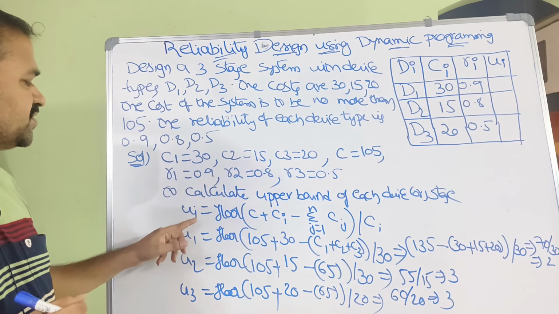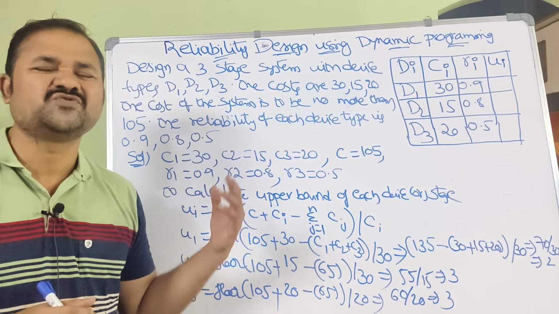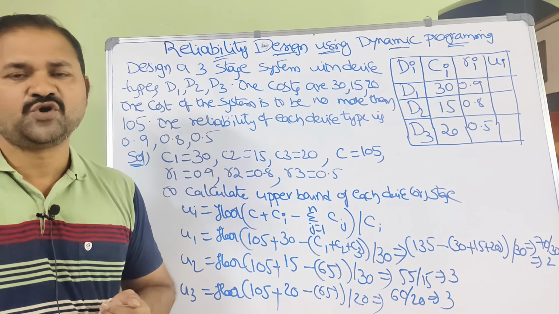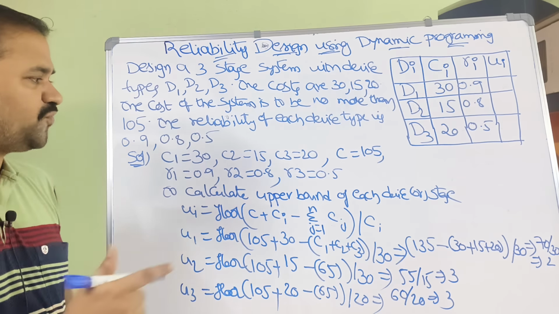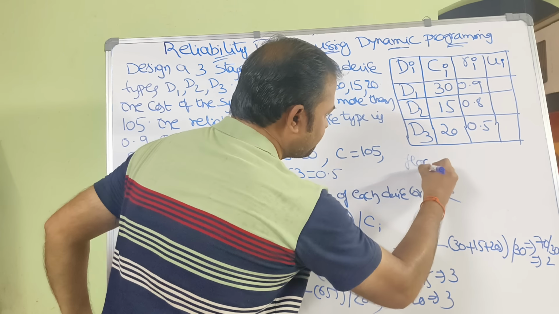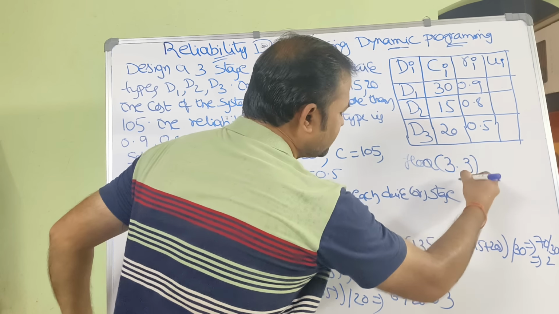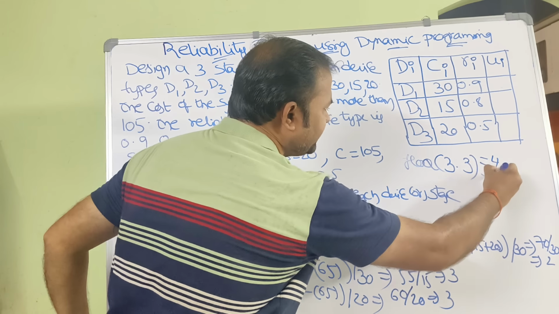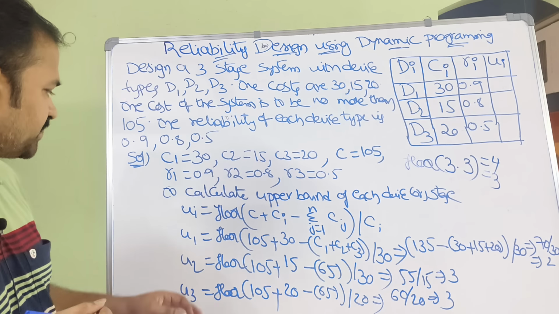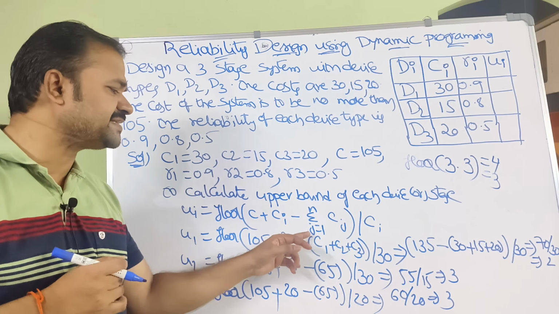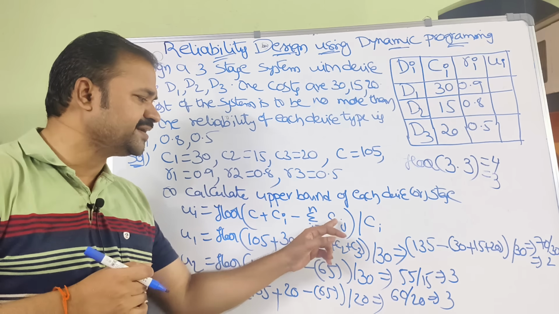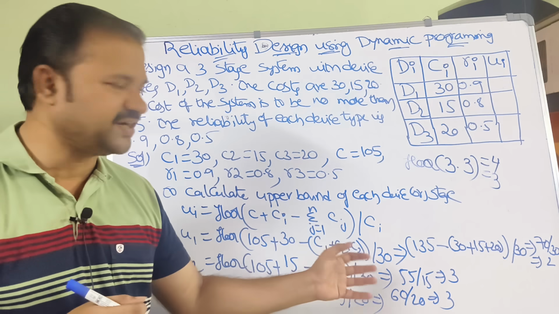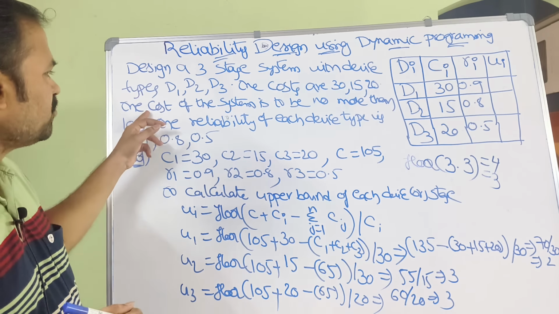Here the formula is Ui equal to floor of. We know about ceil and floor. Ceil gives the highest value, floor gives the least value. Floor of 3.3 gives the minimum value, 3, whereas ceil of 3.3 gives the maximum value, 4. So Ui equals floor of (C plus Ci minus the summation of Cj, j from 1 to n) divided by Ci.